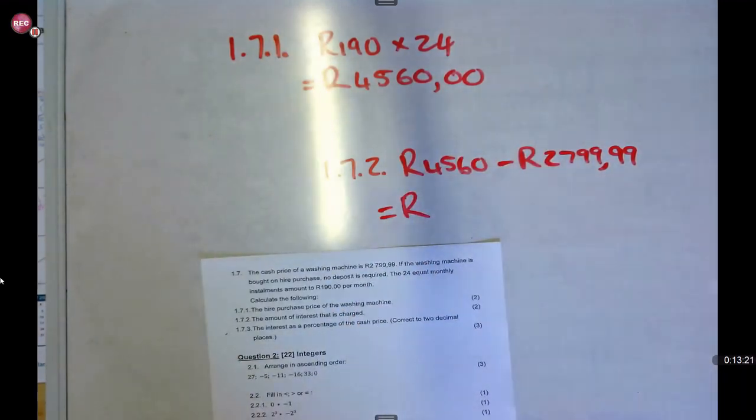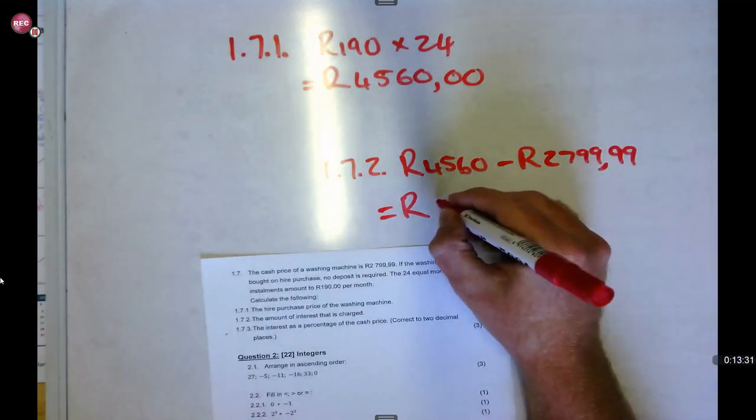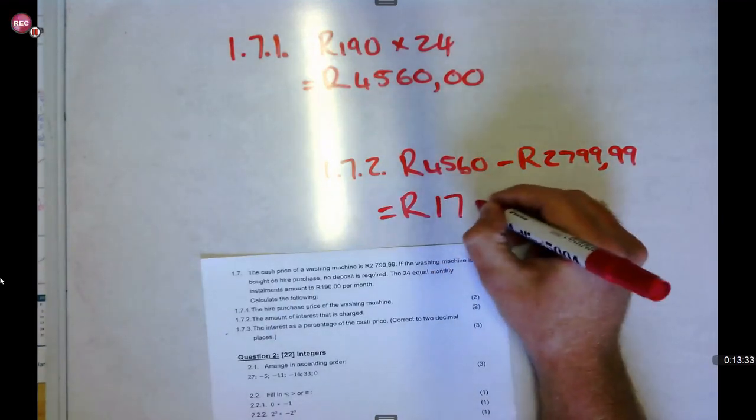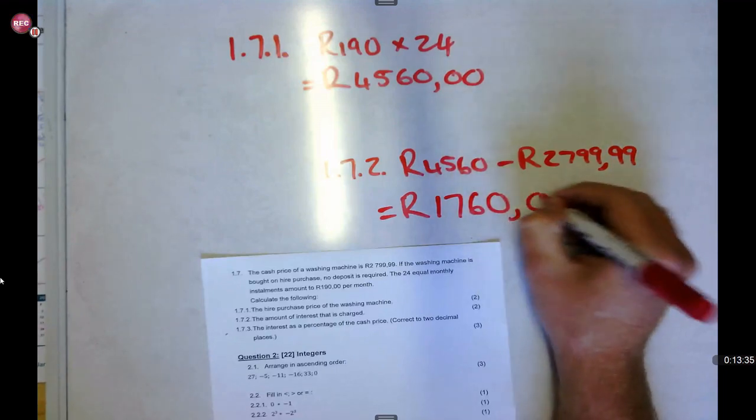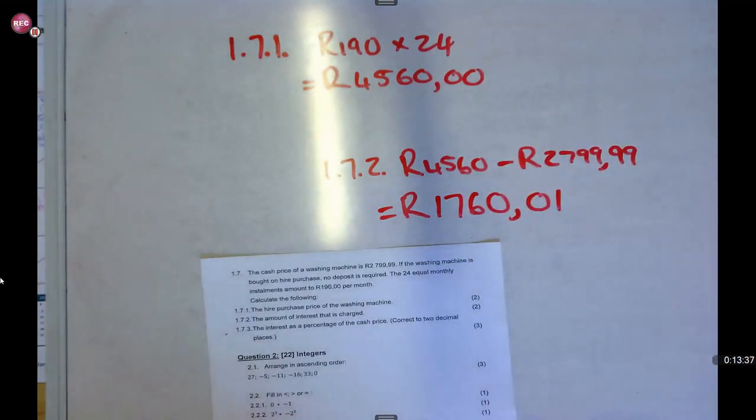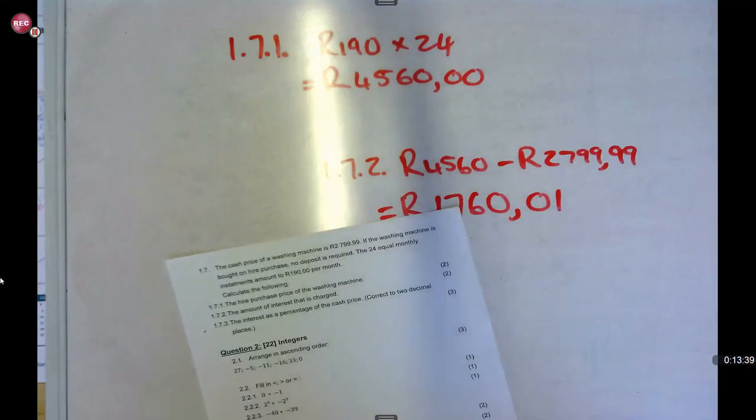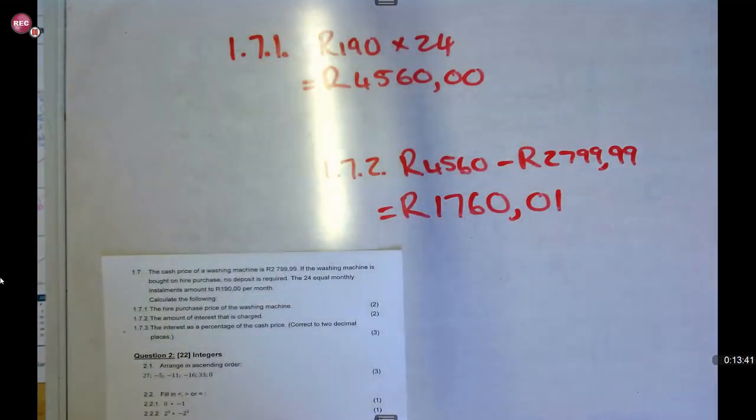So when we say 4,560 minus 2,799.99, you will get that they will charge you a total interest of 1,760 Rand and 1 cent. So that is the amount of interest that they actually charge you on that washing machine.